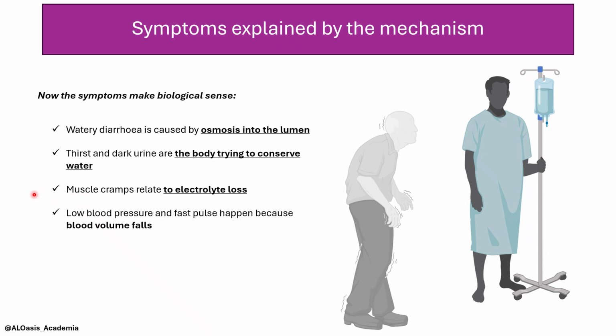And lastly, there are low blood pressure and fast pulses. These are also common symptoms of people infected with cholera. Now we know that the low blood pressure and the fast pulses are because of the fall in blood volume. As we said, all the water that enters the lumen comes from the tissue fluid and the blood. Since a lot of water is moving out of the blood capillaries, this makes the whole volume of the blood fall, and then this will result in decreasing blood pressure and fast pulses.